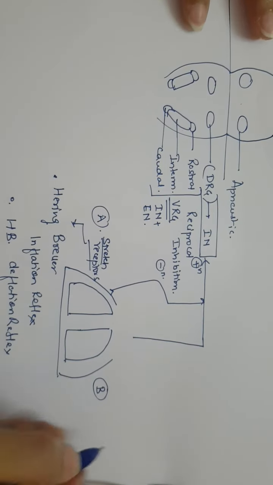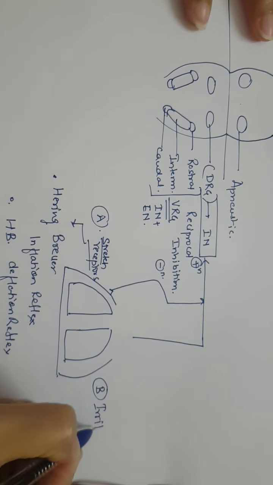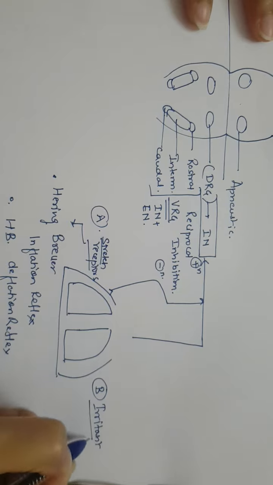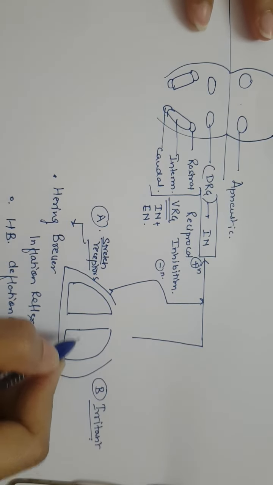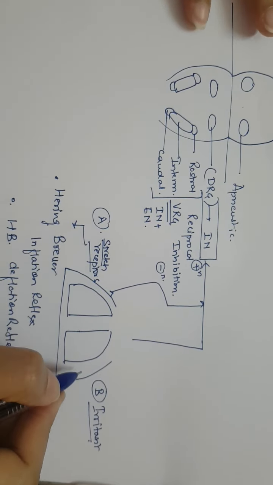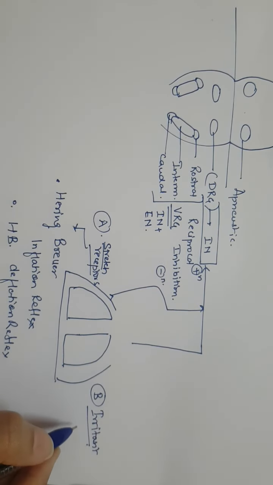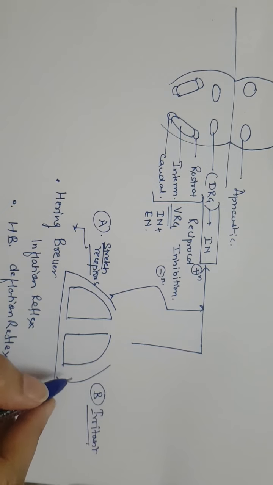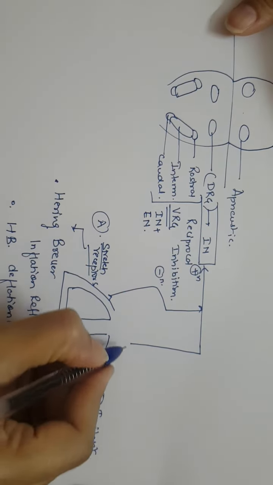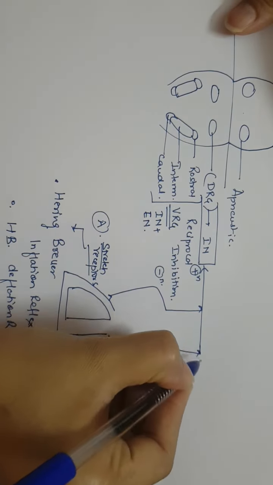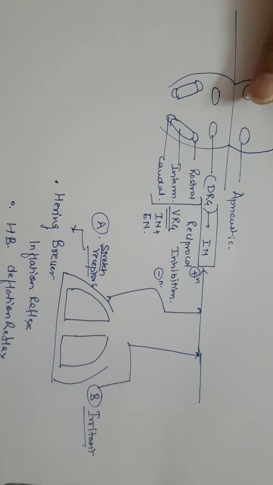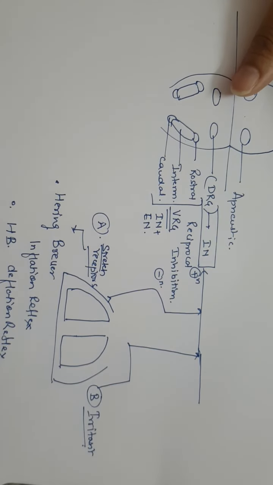B, they are getting afferents from irritant receptors. Irritant receptors means from bronchi and bronchioles, from the secretions, because of any chemical or foreign body entering into the lungs, they will give afferent to the DRG, and the respiration is regulated or inhibited depending upon the need.